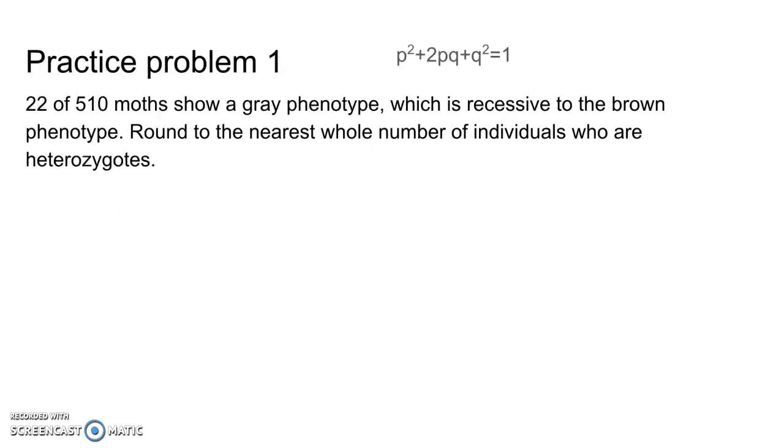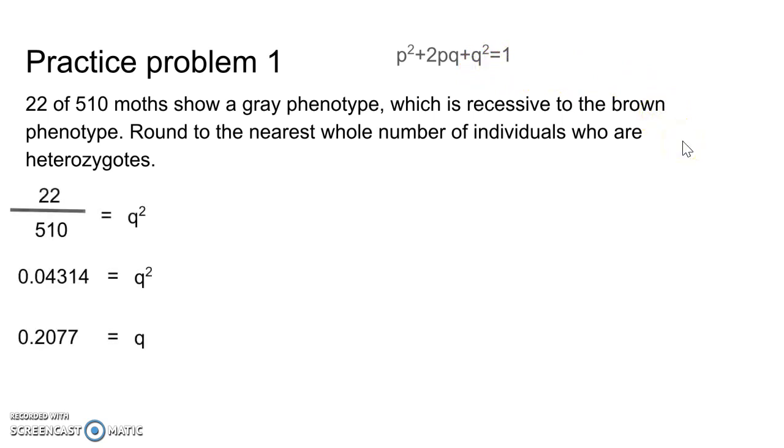All right, so practice problem number 1. This will be the first part of this problem, and I just have our Hardy-Weinberg up here for us to keep in mind when going through. So, 22 of 510 moths show a gray phenotype, which is recessive to the brown phenotype. What is being shown to me right here is essentially that I already have my q squared value. That's what the numbers are really telling me in this problem. And then what I'm trying to find is the number of individuals who are heterozygotes.